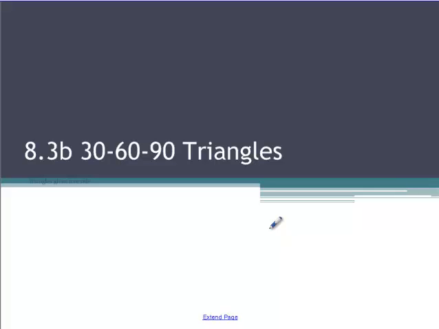The second half of section 8.3 talks about a different special triangle. It's a 30, 60, 90 triangle. We're going to use this triangle to come up with a proportion just like we did for 45, 45, 90 triangles.